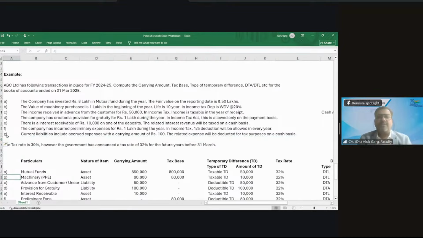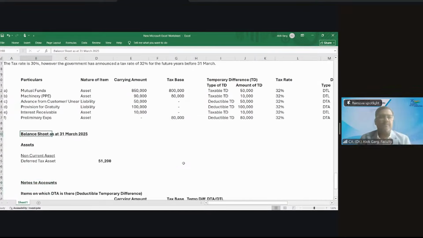Current liabilities. Instead of 100 rupees, should I make it 5,000 rupees? Okay. Current liability. Accrued expenses. Liability. So what is the carrying amount? 5,000 rupees.